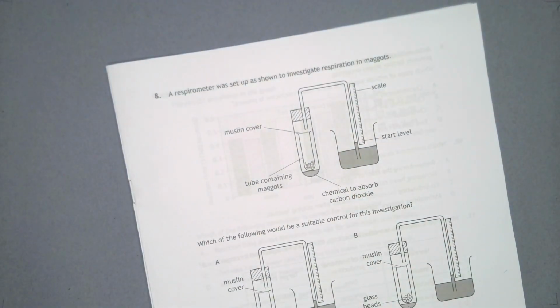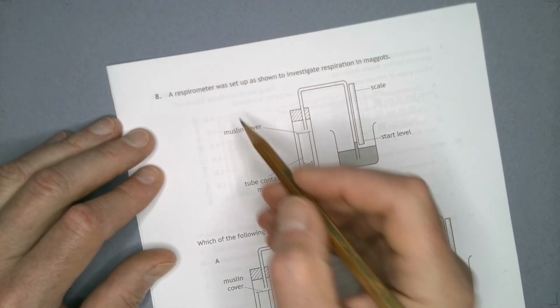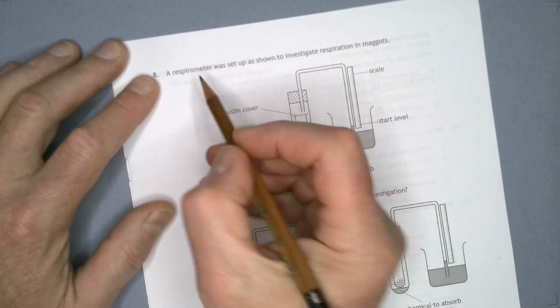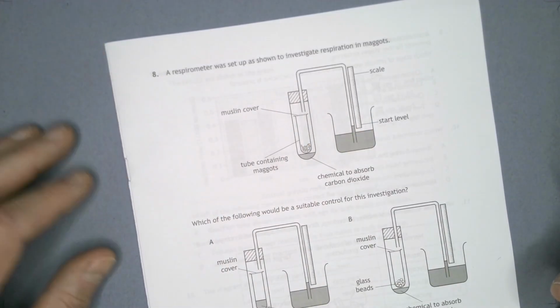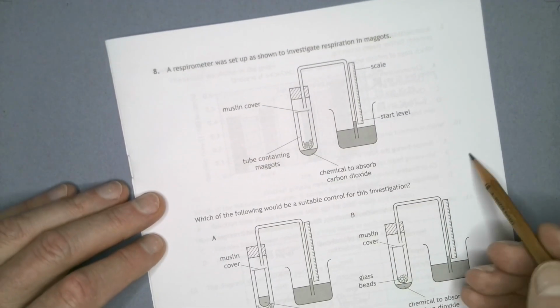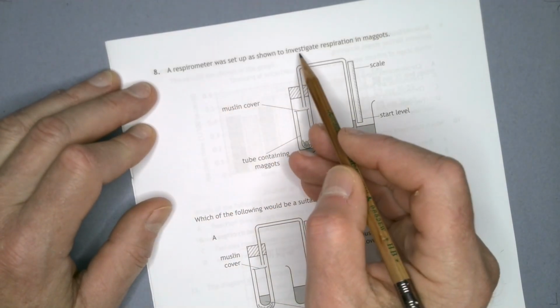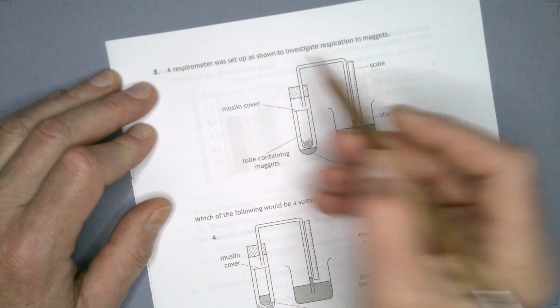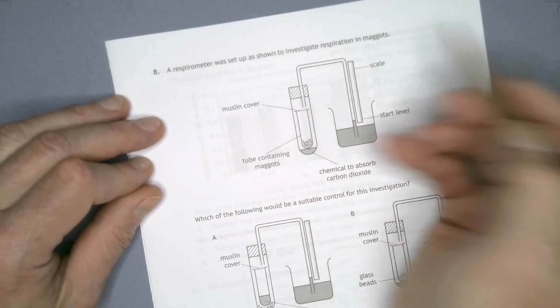Okay, so now we have a question on a respirometer. Remember that a respirometer is a device for measuring the respiration rate of an organism. Okay, and what you need to do is remove the carbon dioxide. So let's have a look at the question. A respirometer is set up, as shown here, there's our apparatus, to investigate respiration in maggots.